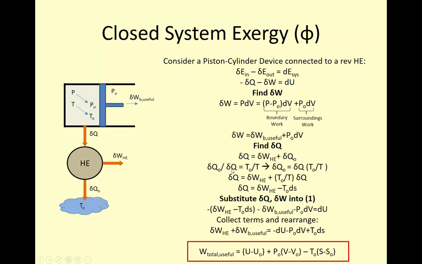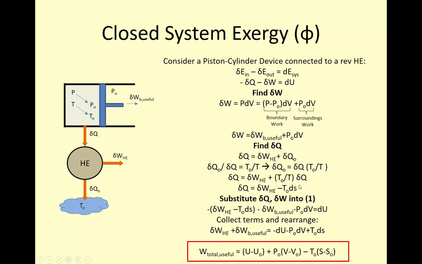So we can look at the ratio between the two. For a reversible heat engine, we know that the ratio between these heat terms is equivalent to the ratio between the temperatures. So del Q0 over del Q is equivalent to T0 over T, which means that we can say that del Q0 is equal to del Q times T0 over T. So this del Q term is equal to the work of the heat engine plus this del Q0 term, which we solved for and determined was T0 over T times del Q.